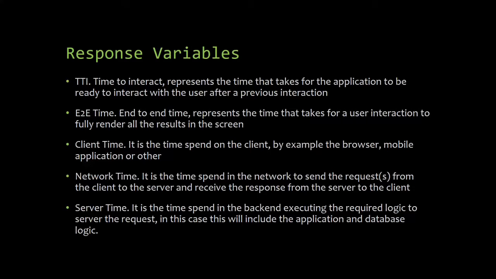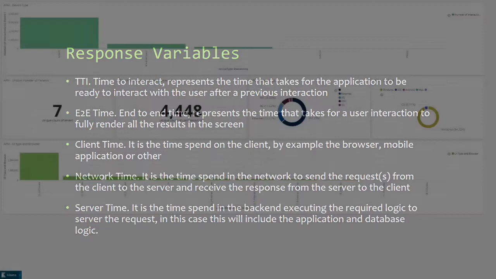Client time is the time spent on the client, for example the browser, the mobile application, or any other UI. Network time is the time spent in the network to send the request from the client to the server and receive the response from the server to the client. And finally, server time is the time spent in the backend executing required logic for the server request. In this case, it could include application logic, database access, or any other component like asynchronous web service calls.